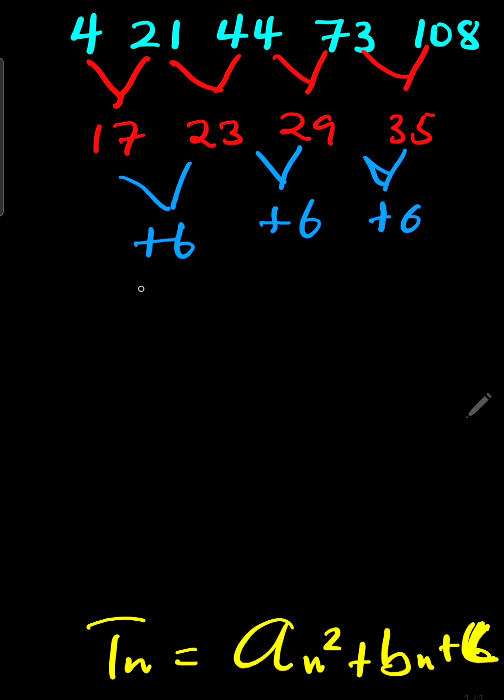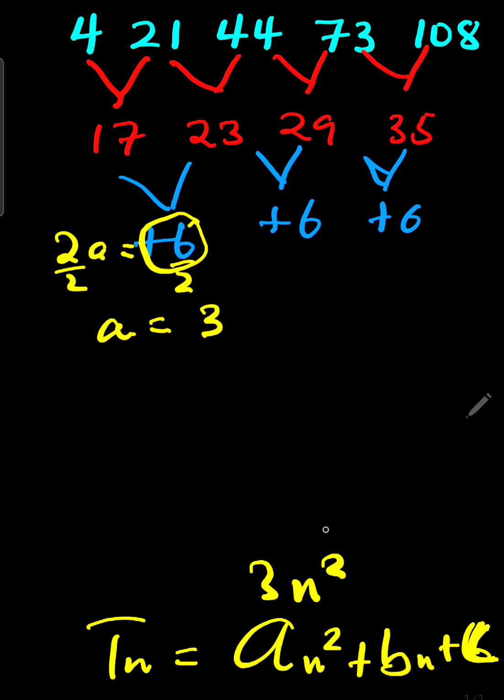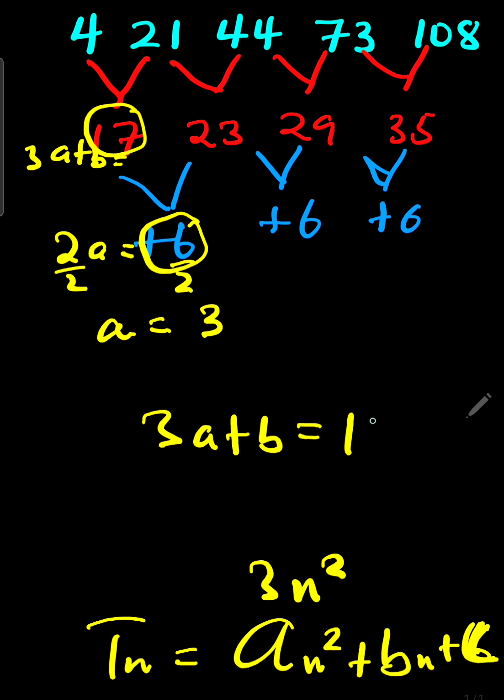The rule says that 2a should be equal to the first term of the second difference. So our a is going to be 3, because if you divide both sides by 2, we have a as 3. Now we have 3n squared, so already we have the coefficient of n squared. Next, 3a plus b should be equal to the first term of the first difference. So 3a plus b should be equal to 17.